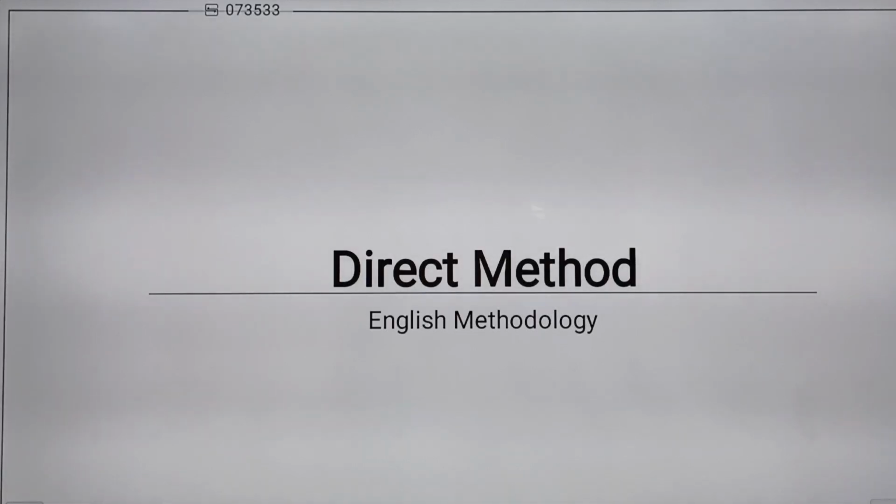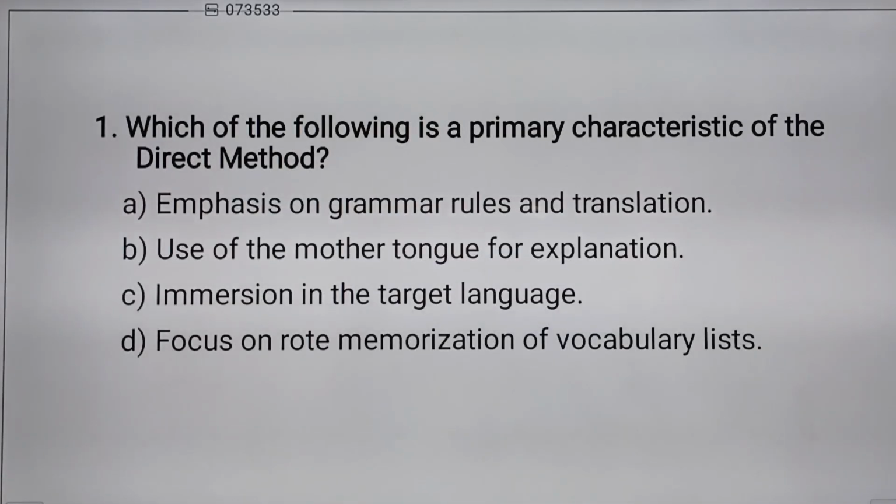The first question is, which of the following is a primary characteristic of the direct method? A. Emphasis on grammar rules and translation. B. Use of the mother tongue for explanation. C. Immersion in the target language. D. Focus on rote memorization of vocabulary lists. The right answer is C. Immersion in the target language.